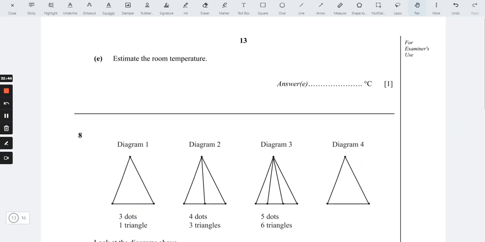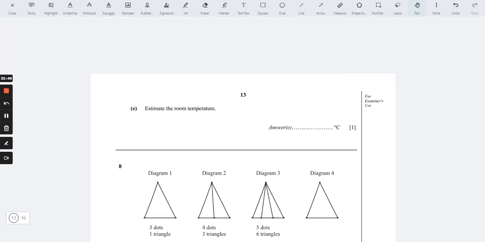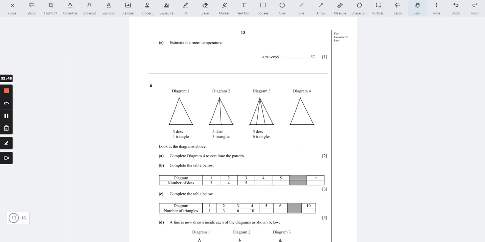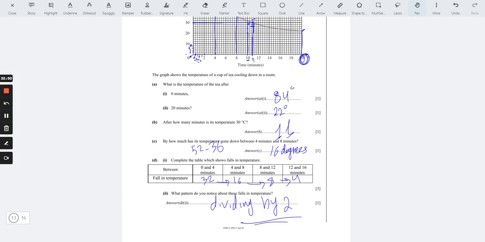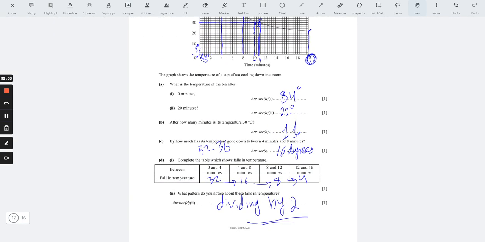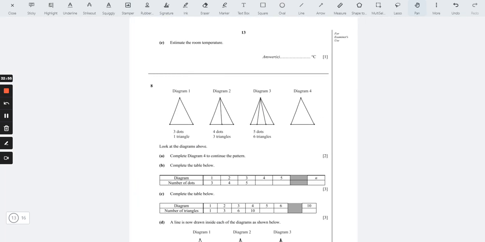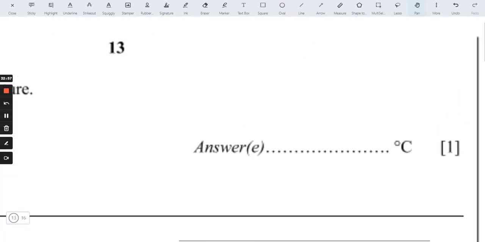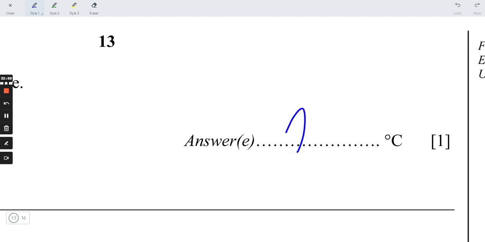Now estimate the room temperature. Estimating a room temperature, it depends on the graph itself. So going back to your graph, you will find it 20. So here we have 20 degrees Celsius.